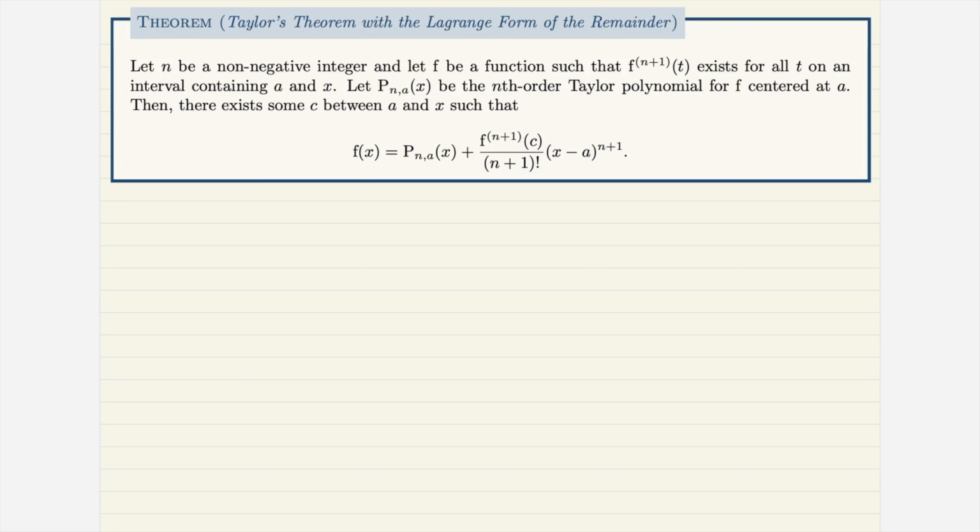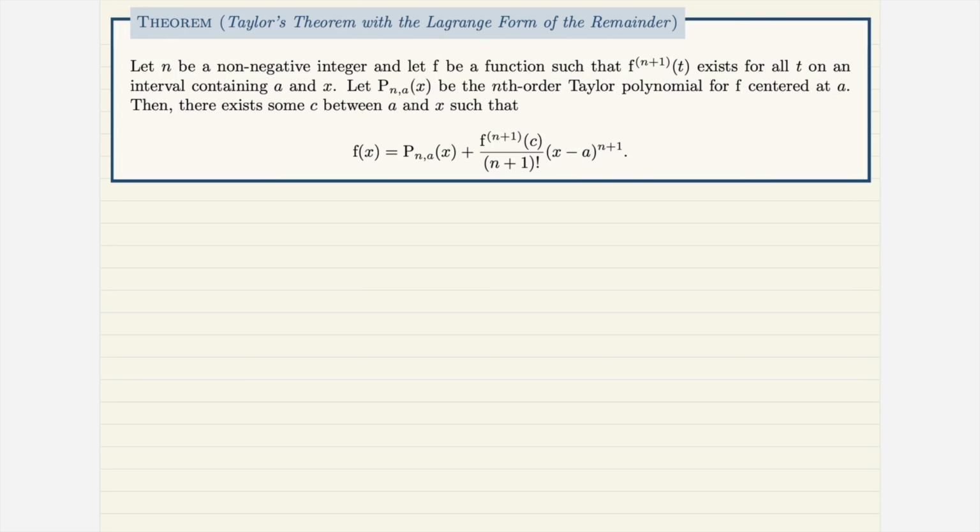Okay, now my point here is to actually introduce what the content of this theorem is. So Taylor's theorem with Lagrange form of the remainder. Here let n be a non-negative integer, 0, 1, 2, 3, etc., and f be a function such that the n plus first order derivative of that function f exists for all t on an interval containing a and x. Let p sub n and a of x be the nth order Taylor polynomial for f centered at a.